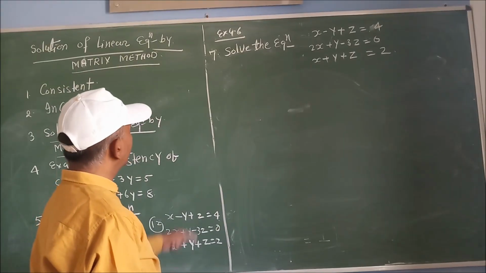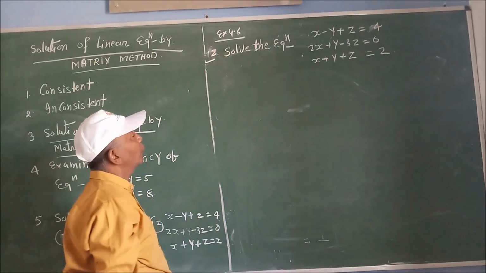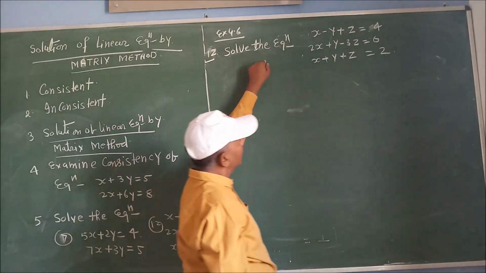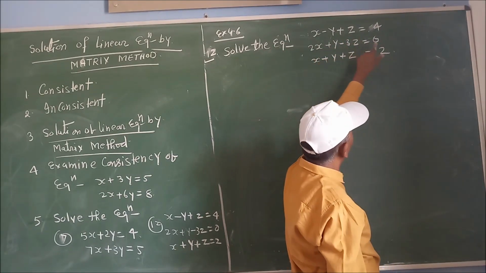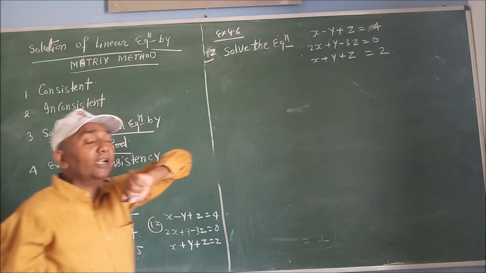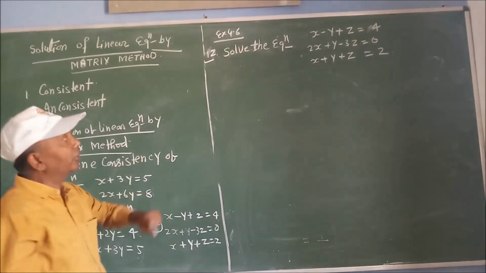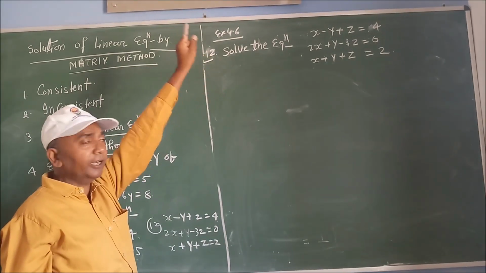Here our next question is question number 12 of your NCERT book, exercise 4.6. Solve the equations x minus y plus z is equal to 4, 2x plus y minus 3z is equal to 0, x plus y plus z is equal to 2. So what you will do? For the first step, you have to calculate the values of A, X and B.